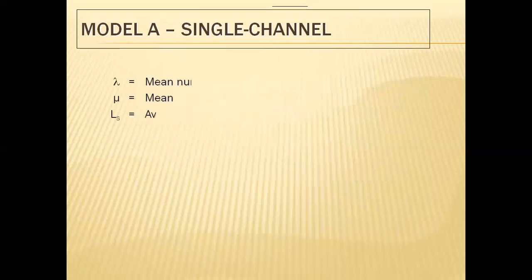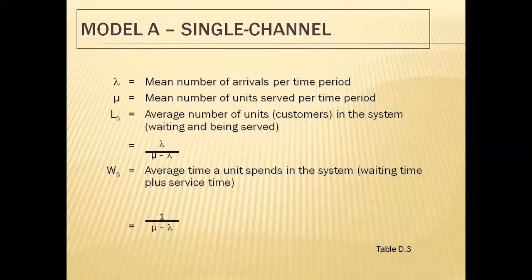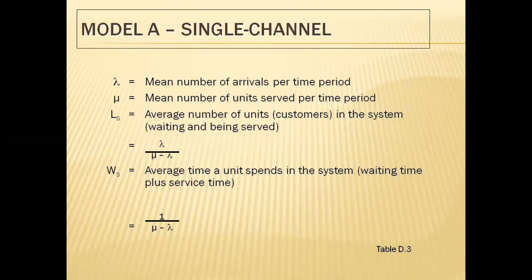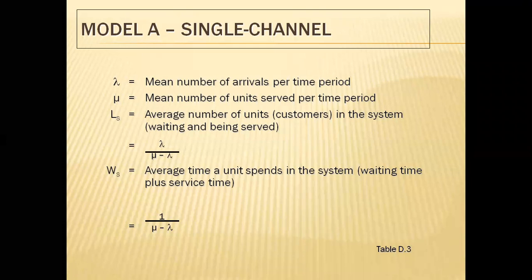And hence, it is very much easy for him to calculate. So for this calculation, considering model number one, the average time a unit spends in the system can be analyzed with respect to W_S, the work done by a single channel counter, which is specified as 1 by mu minus lambda, where mu is the mean number of units serviced per time period.